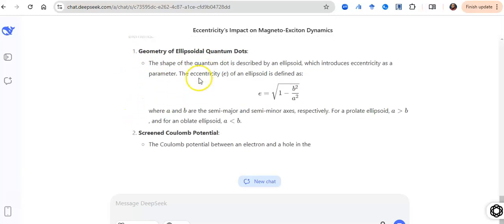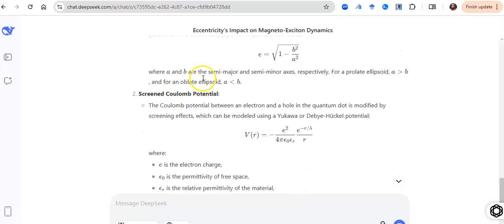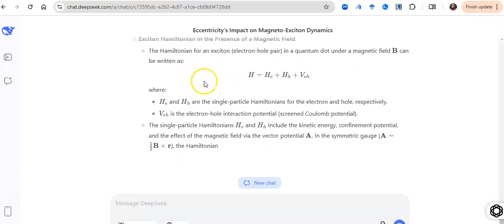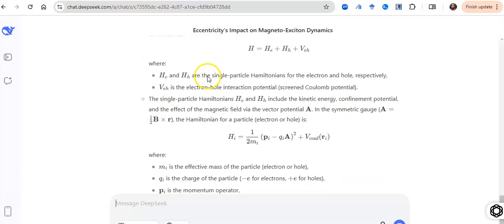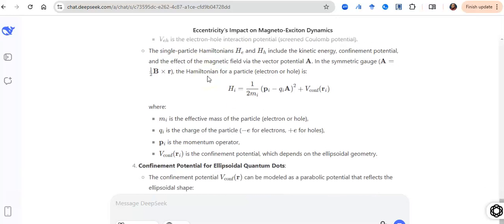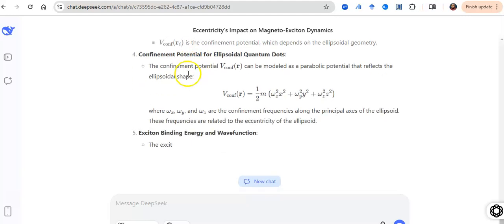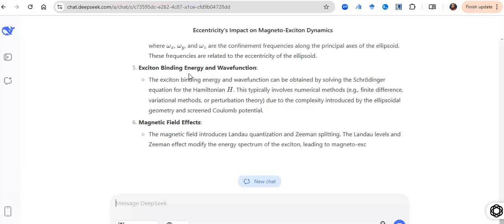It's going to say, oh, use the geometry of the ellipsoidal quantum dots, use the eccentricity value, get the screened Coulombic potential, and find the screening length, and get the Hamiltonian in the presence of a magnetic field, and use the symmetric gauge and get a very good confinement potential, and all of those beautiful things is really giving me a beautiful layout of the mathematics.